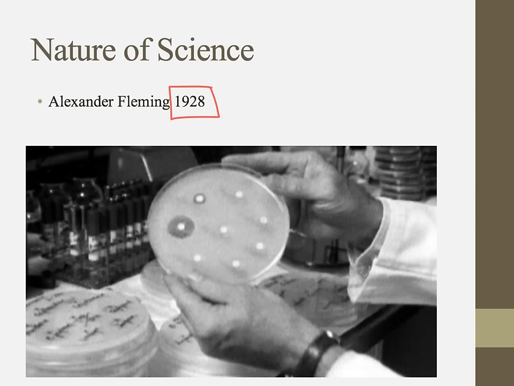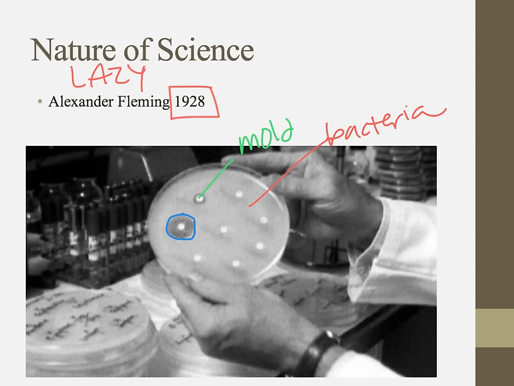Along comes Alexander Fleming, who is one of my favorite scientific stories, because here's where being lazy pays off. Alexander, whose hands are pictured here, has these plates of bacteria. All of this white stuff was bacteria that he plated on purpose. And he left his dirty dishes around for too long, and what started growing on here was mold. So we have bacteria, and then we have mold. What he noticed was that in some places where certain molds were growing, there was no bacteria. What that meant was that the mold was killing the bacteria.